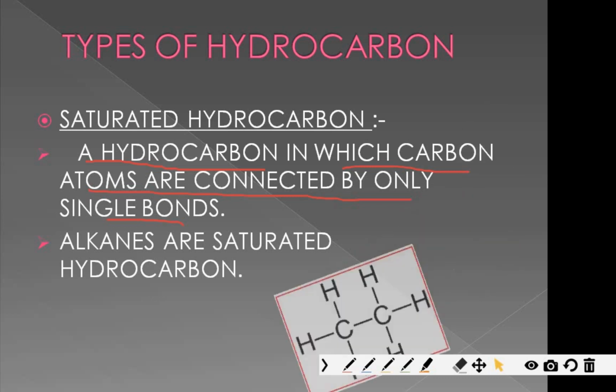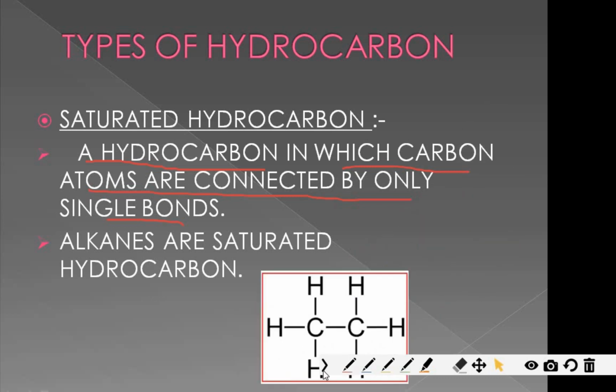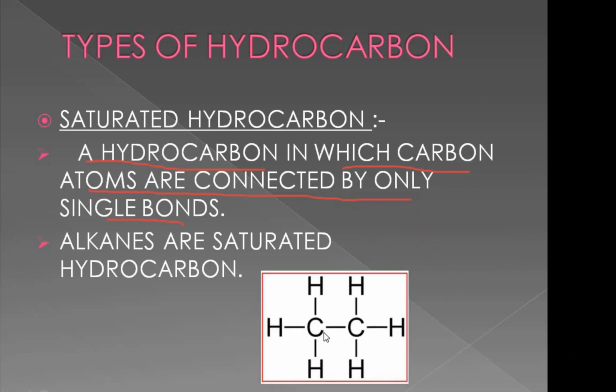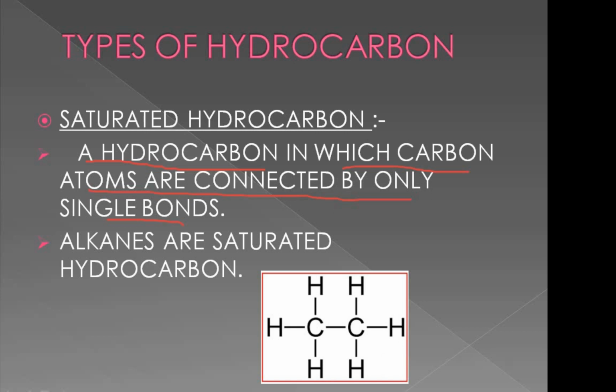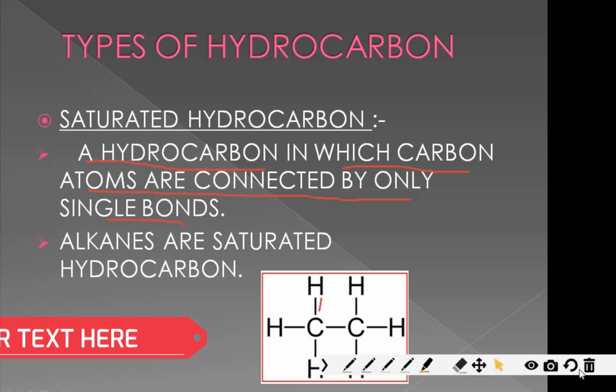Okay, you should know, this is ethane. This is an alkane. Okay, you can see there, here only single bonds are there. Single bond, single bond, single bond, single bond, single bond. All are single bonds. No multiple bonds are there. Okay, now let's move on.